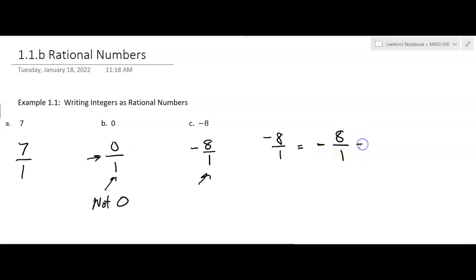You can put the negative sign in the denominator. There are times when we like to do that, but usually we use one of these two. We just want to be clear that we know that it's negative. And that's all I'm going to say on that one.